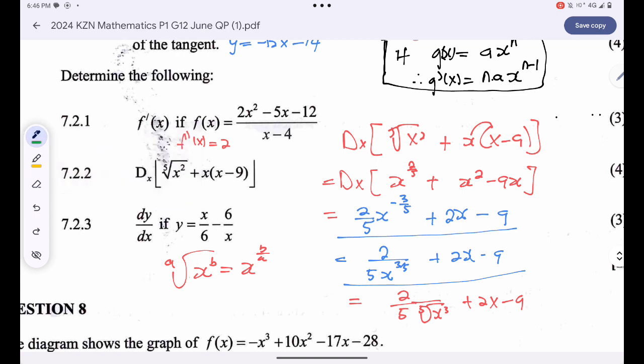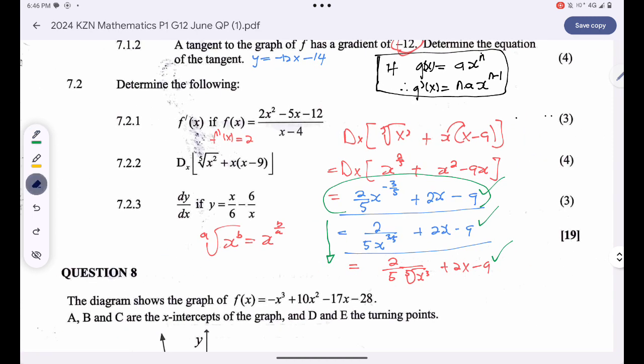You can express your solution like this. This is fine, you'll get full marks. This is also fine, you'll get full marks, and that is also fine. Right? But unless you are told to leave your answer in positive exponents, just leave it like this.